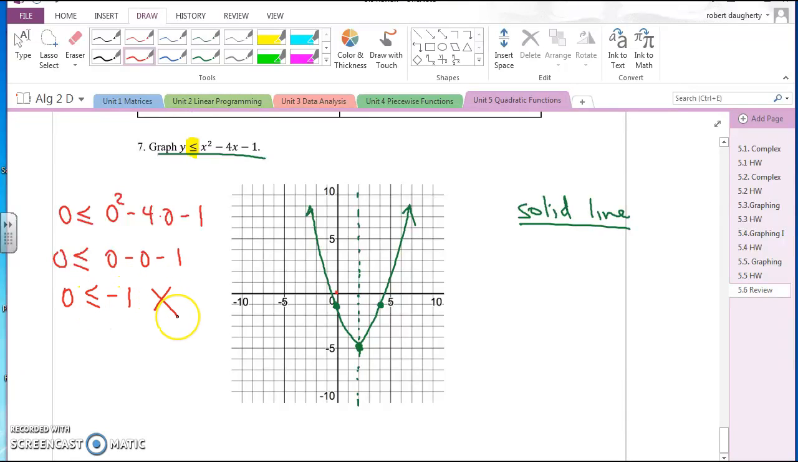The answer to that is no. 0 is greater than. So this means that the origin is not part of this solution. So this would be the solution to this inequality. Okay? So that should be it. You just need to be very solid with graphing in 3 different forms: standard form, intercept form, and vertex form, and then be able to graph not only the parabola but inequalities with the parabolas as well by doing the test points.